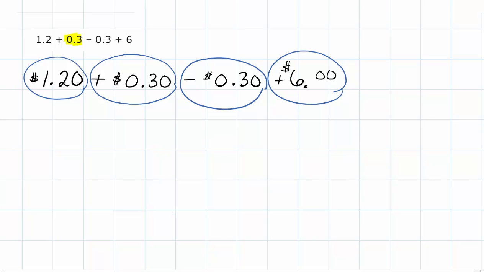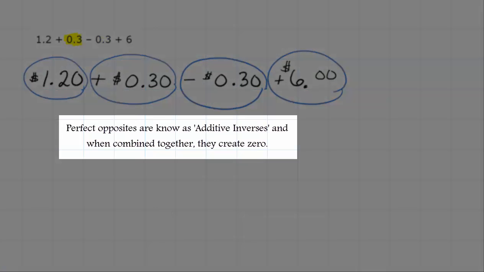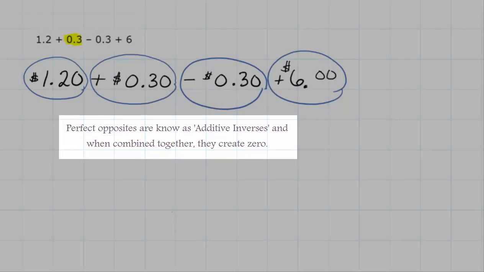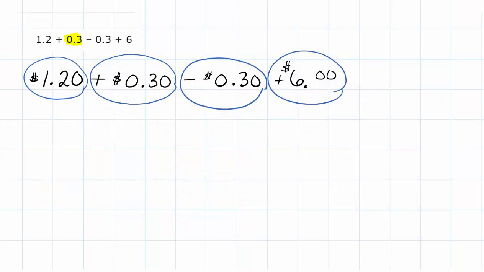When I take a good look at all four of these numbers, I notice that I have perfect opposites in the middle. Remember, perfect opposites are two numbers, a positive and a negative, that when you put them together, equal 0. So the perfect opposites here are 30 cents and negative 30 cents. If we put those two together, that gives us 0, so we can cross them out.